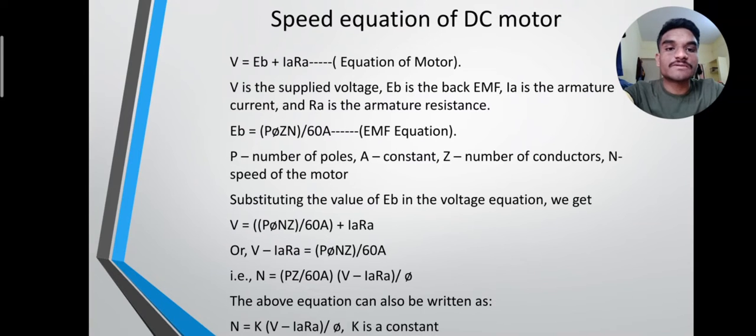Then we get V is equal to P phi Zn divided by 60A plus IARA, or V minus IARA is equal to P phi Zn divided by 60A. That gives N is equal to P upon 60A into V minus IARA divided by phi, where phi is the flux. The above equation can also be written as N is equal to K into V minus IARA divided by phi, where K is a constant, and the value of K is P upon 60A. Further points will be explained by Nikhil Prakash Shendge.